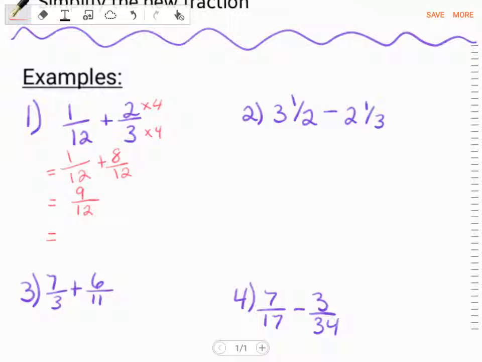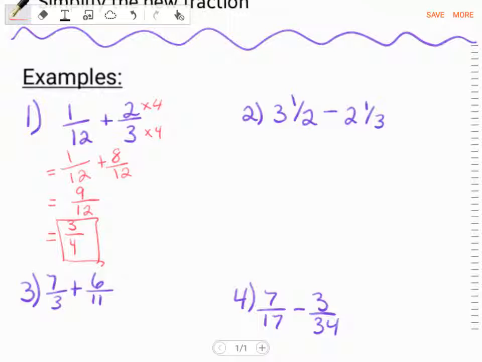And when I simplify this, I notice that 3 can go into both 9 and 12. So 3 goes into 9 3 times, and into 12 4 times. So our answer here, in the most simplified form, is 3/4.